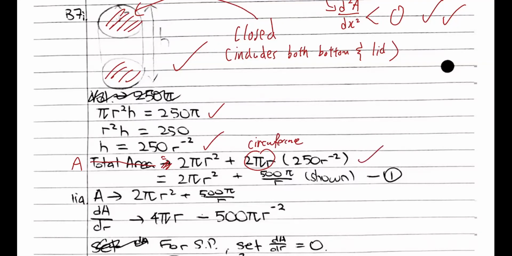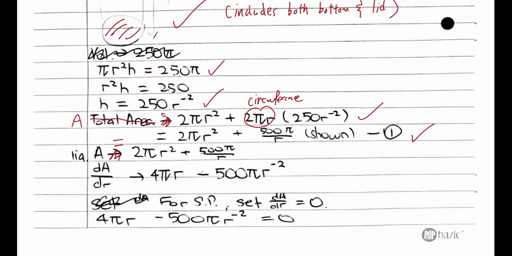Very good. And the height h must be in terms of r, so that's why you did this and sub in. Now next, you multiply 2 times 250, you get 500. Pi is just pi, r times r power -2 becomes r power -1. 1 minus 2 is -1. So bring it down. Good, shown. Now area equals 2 pi r squared plus 500 pi over r.